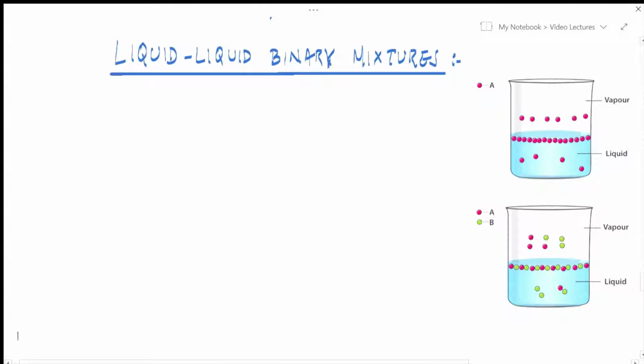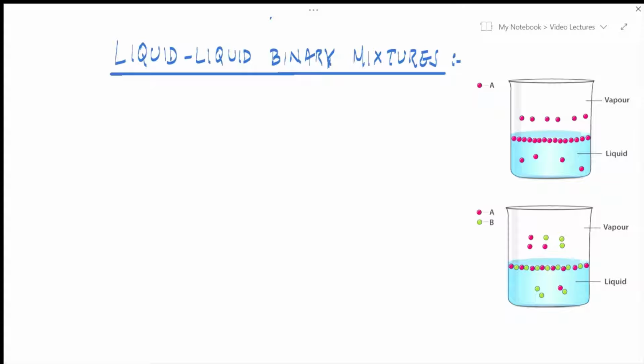Now, the next type of binary mixture that we'll consider is a liquid-liquid binary mixture. In a liquid-liquid binary mixture, we have two components, both of which are liquids, and the component which is in excess will be called the solvent. Now, the mixing process, or the process when you dissolve one liquid into another, can have either a positive change in enthalpy or a negative change in enthalpy. It could be an endothermic or an exothermic process.